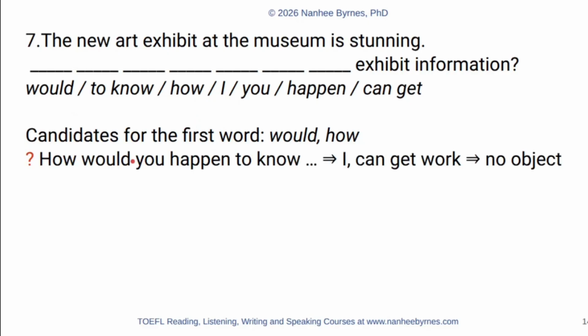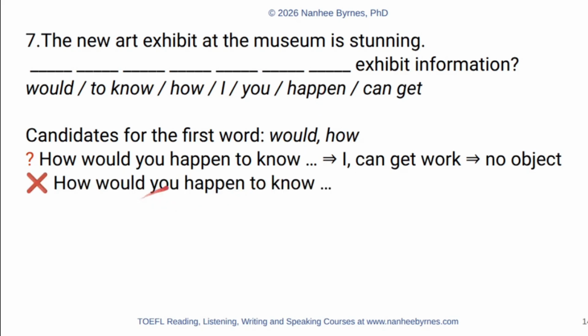How needs inversion, meaning a verb must come after it. The only option is the auxiliary verb would, then the subject you, and then the main verb happen. Happen to is a fixed expression, so we get, how would you happen to know? Now know what? The only options left are I and can get, but neither can work as the object of know. So the sentence cannot begin with how.